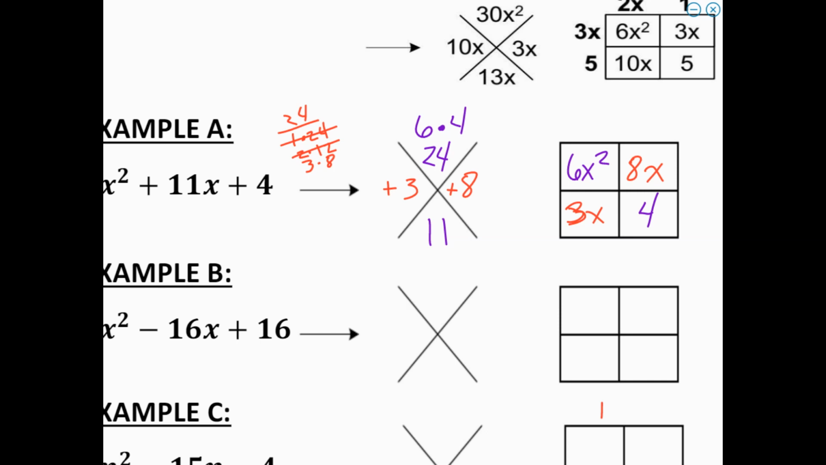Now it is very important that we do use greatest common factors. So what's my greatest common factor here between 6 and 8? 2. I do automatically know that I've got x's going here, right? Okay. So now what is my greatest common factor going this way between 4 and 3?